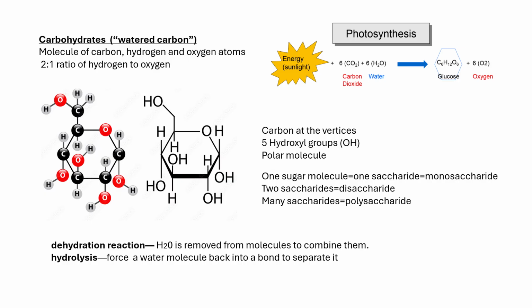They react when one of the hydrogen atoms separates from an OH group, or hydroxyl group, and joins with another one. And this becomes a water molecule. Then the remaining oxygen atom joins the two monomers, those two monosaccharides, together. Since a water is removed, we call this reaction a dehydration reaction. The opposite of this reaction is hydrolysis, where you would force a water molecule back into the bond to separate it.